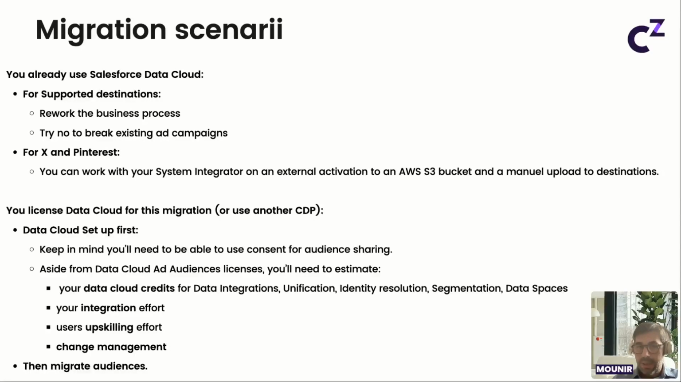And you'll need to estimate a couple of things. Besides Data Cloud ad audiences licenses that are around, I don't know, $2,500 per audience per year, you'll have to estimate your Data Cloud credits for the data integrations you'll need, the unification, the eventual identity resolution, the segmentations you'll need, and the data spaces if you're moving from multiple business units. You've got to estimate also your integration effort, your upskilling effort, because the teams will have to learn how to use the new tool, and your change management too.